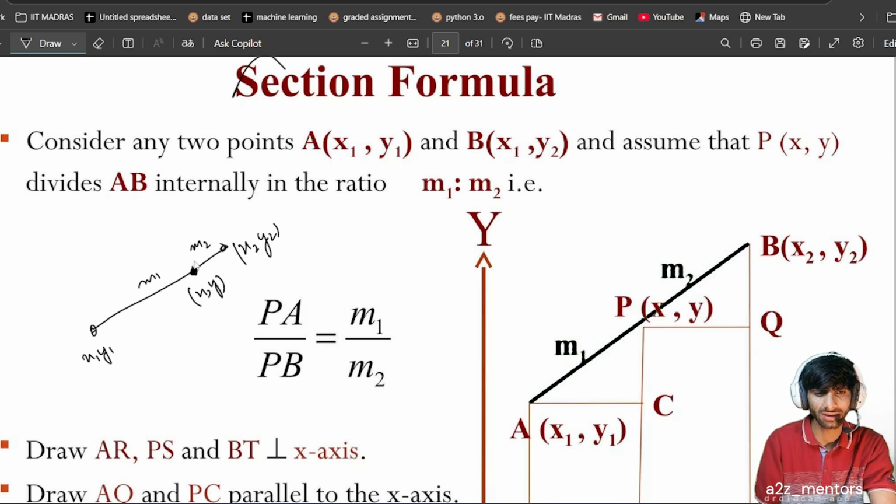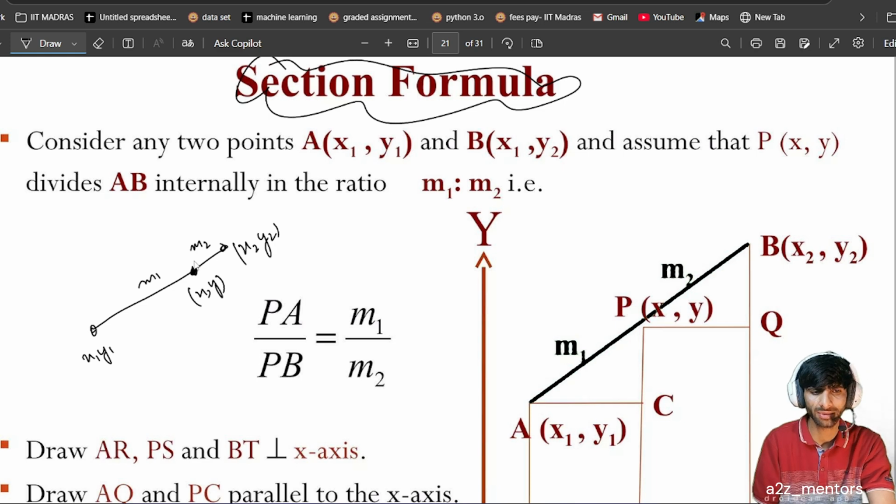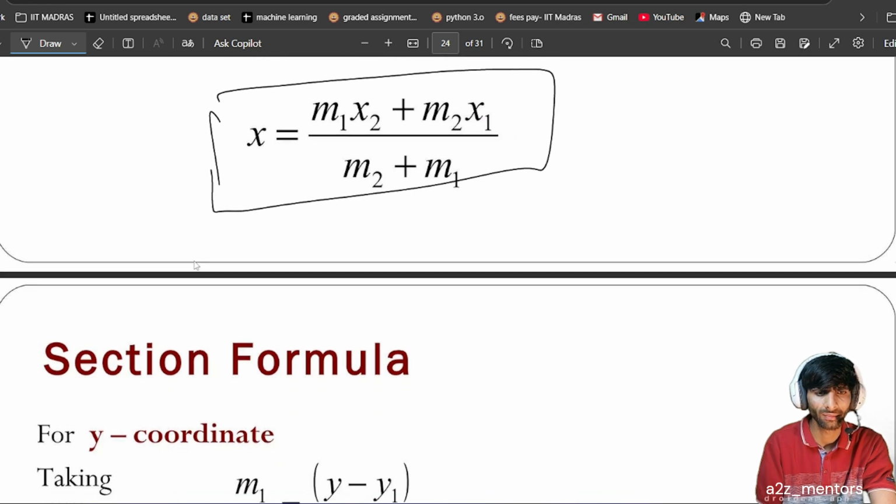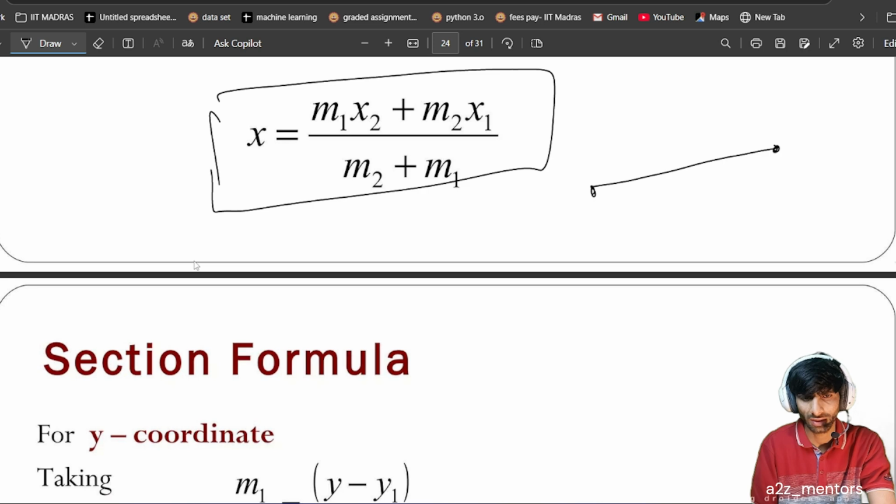You will use the section formula directly to calculate m1 sometimes, m2 sometimes, or this point x1, y1 sometimes, or x, y, whatever the question asks you. You will get the value of x here as (m1 x2 + m2 x1) divided by (m2 + m1). So simple, if you draw a line here, this is x1, y1, this is x2, y2, and this point is x, y. If you want to calculate this x, this is m1 and m2.